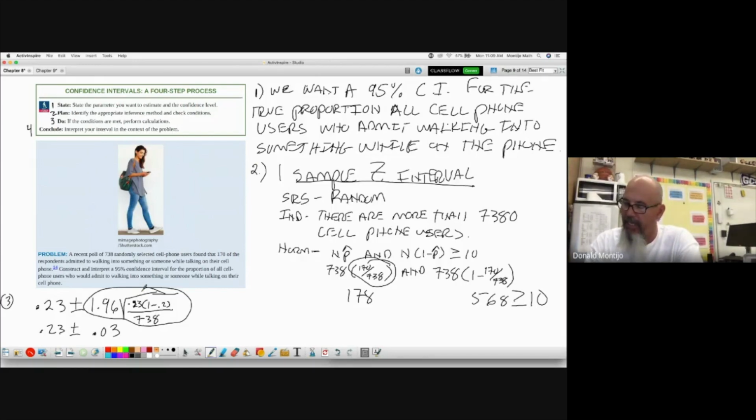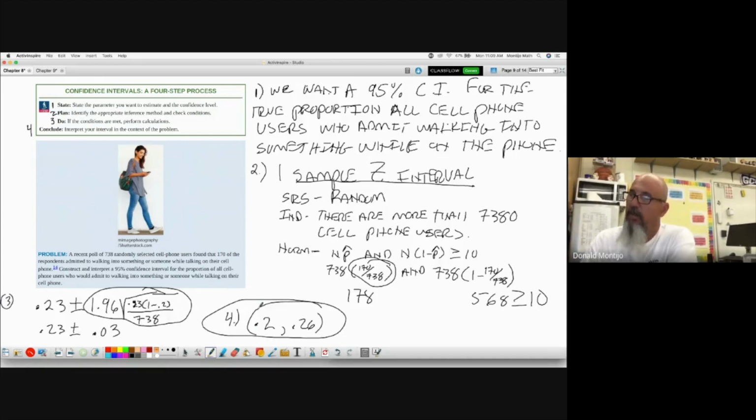So finally, I can finish this up. My confidence interval goes from 0.2 to 0.26. I am 95% confident that the true proportion of all cell phone users who admit to walking into something while on their phone is between 20 and 26%. Okay?